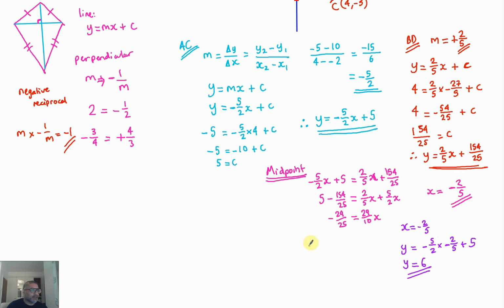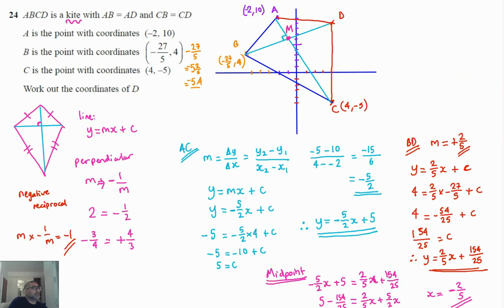Now, that tells me, therefore, the midpoint has a value minus 2/5. So my x coordinate was minus 2/5. My y coordinate is 6. Let's go back there and put that in. So my midpoint there now, I know, is minus 2/5, 6.